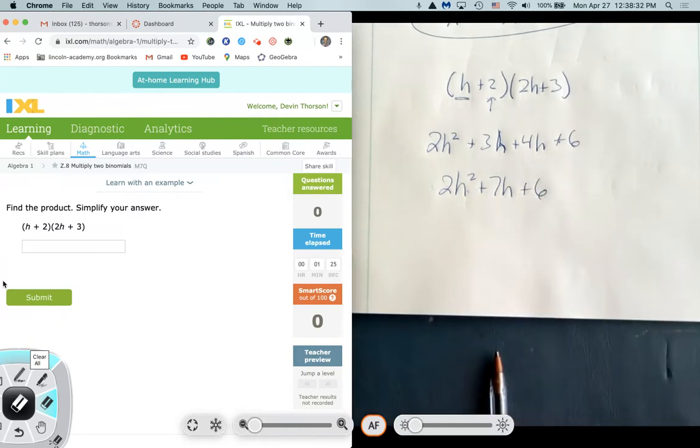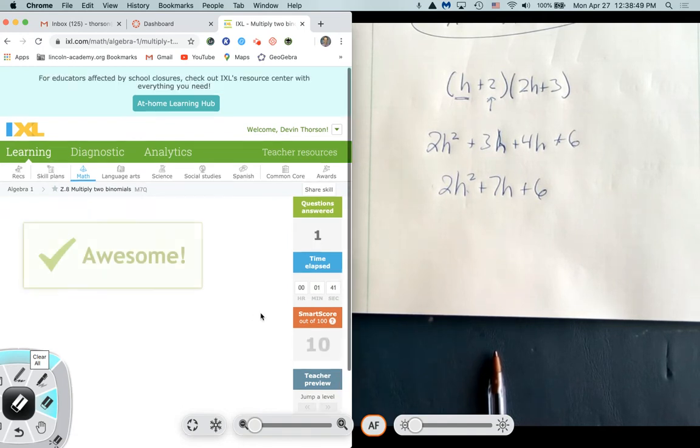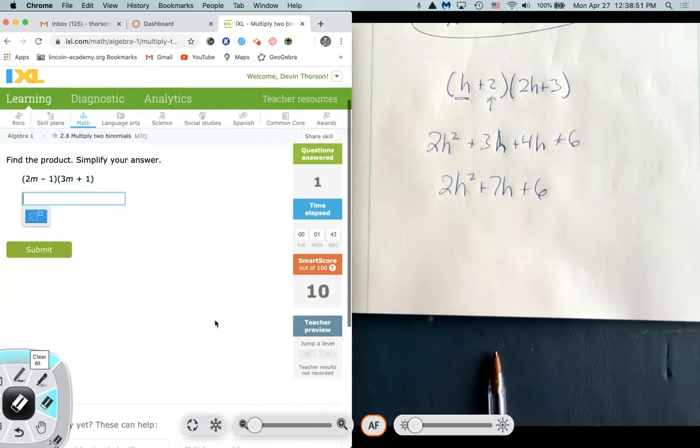I think the hardest thing about today's Excel assignment is just typing everything in. The 2h squared plus 7h plus 6. And submit. And we have our solution.